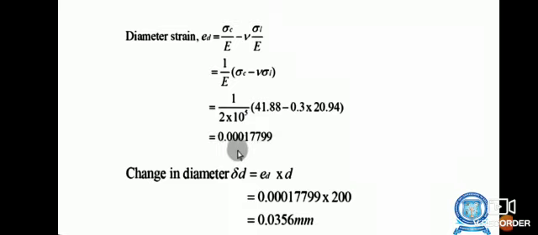So we have found all the given values. First of all we found the volume. Next we found the volumetric strain. Next we found the hoop stress and longitudinal stress. Then we found the diameter strain and change in diameter.